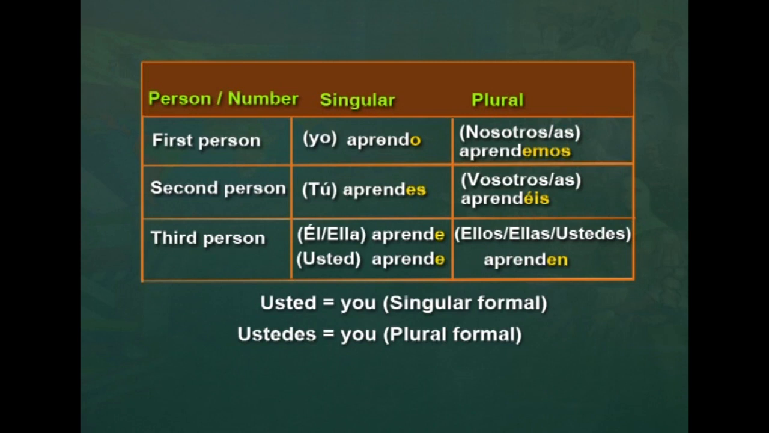Second person plural, vosotros, vosotras aprendéis. Third person plural, ellos, ellas aprenden. Ustedes, formal plural, aprenden. So, as we learned in the first class, each verb has a root or a stem and an ending. To conjugate regular verbs in Spanish, we remove the ending and we add a suffix to it.